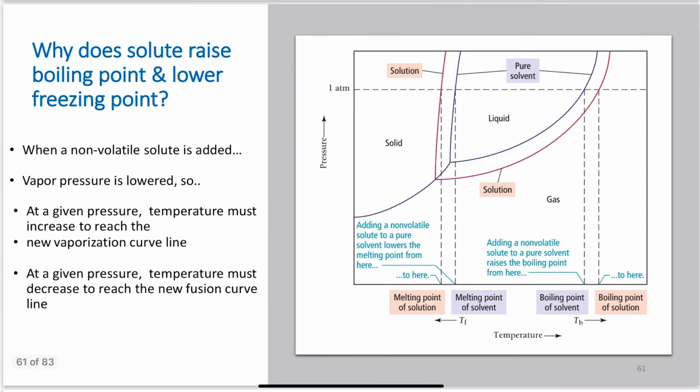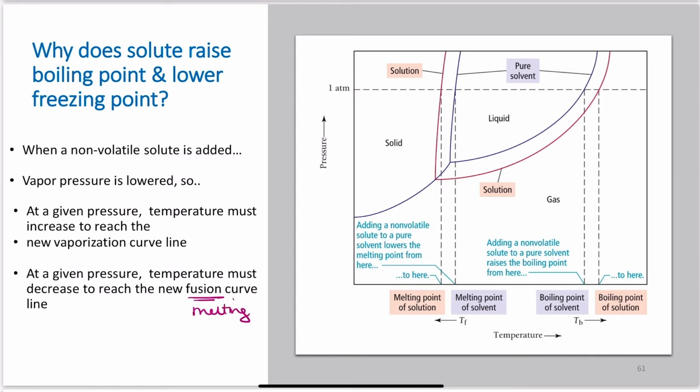Here's a nice graph from your book kind of showing you the same thing. Why does solute raise boiling point but lower freezing point? So you're adding a non-volatile solute. Adding a non-volatile solute lowers your vapor pressure. So now at any given temperature, any given pressure, the temperature must increase to reach the new vaporization curve line. At a given pressure, the temperature must decrease to reach the new fusion curve line. Remember, fusion is melting.